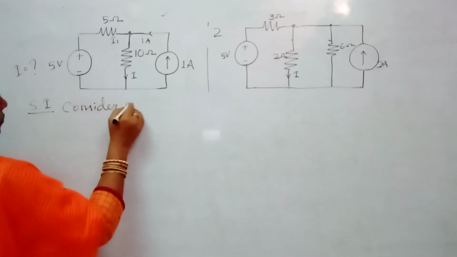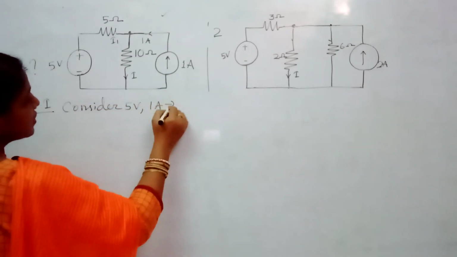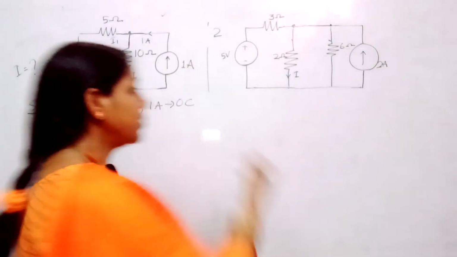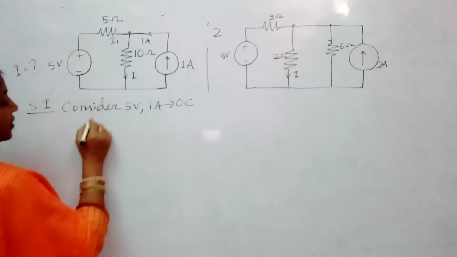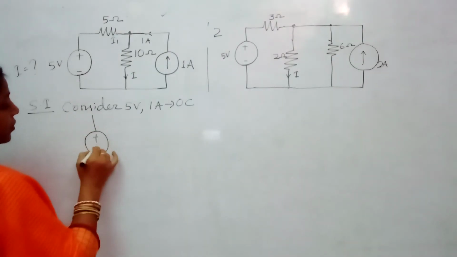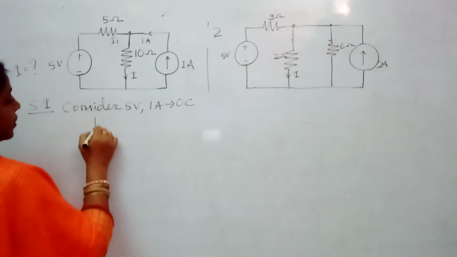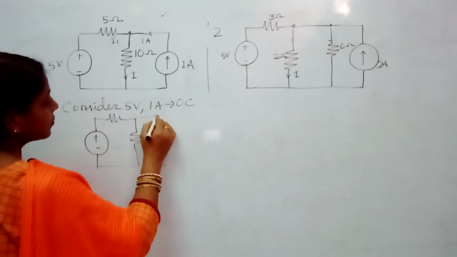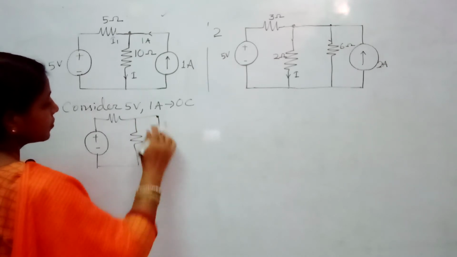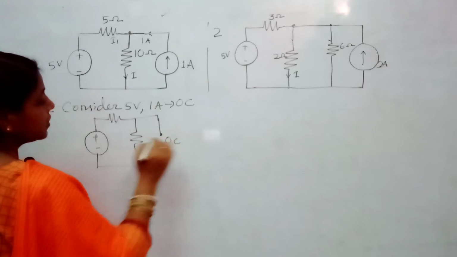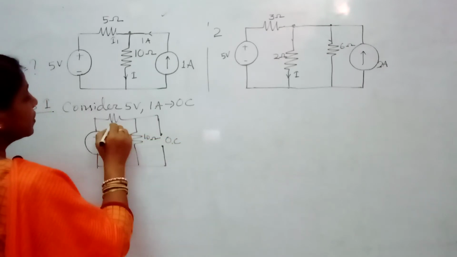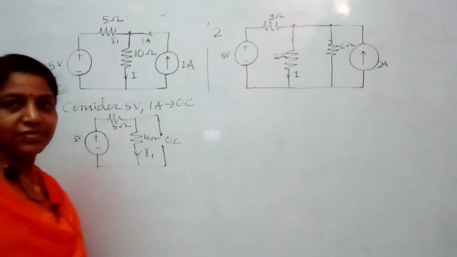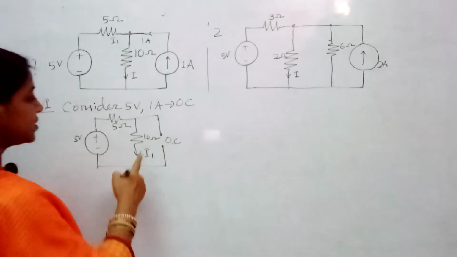First consider the 5 volt source, then the 1 amp source will be replaced by an open circuit. Current will be nullified when it is an open circuit, so I am replacing it with the open circuit. Now redraw the circuit. It will be an open circuit. Now this is 10 ohms, this is 5 ohms, 5 volt. Let this current be I1. My target is to find this current I1.